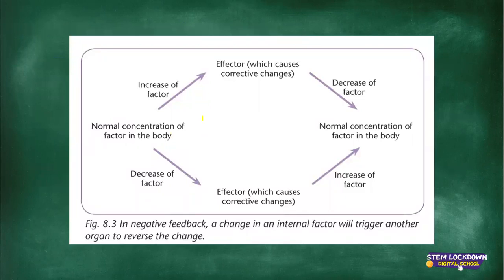So this is the typical diagram, like I've said. On this first part here, you have a normal concentration of a factor in the body. Then this factor will increase. The effector, which causes the corrective changes, will then be released. And because the effector was released to correct these changes, the factor would decrease back to normal concentrations. But in the case where there's a decrease of the factor, the effector will then be released to ensure that there will be an increase of the factor, and then the body is again back to the normal concentrations.